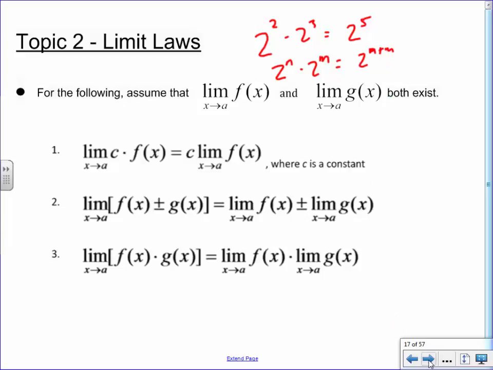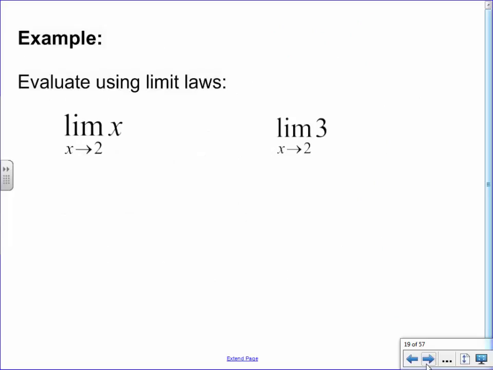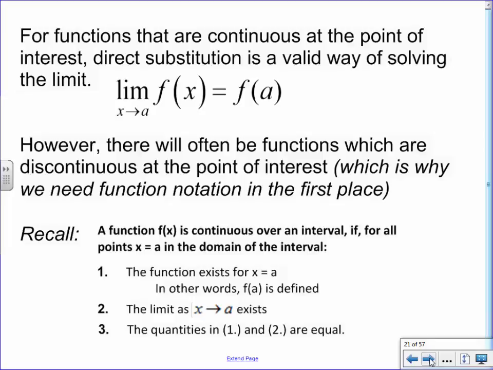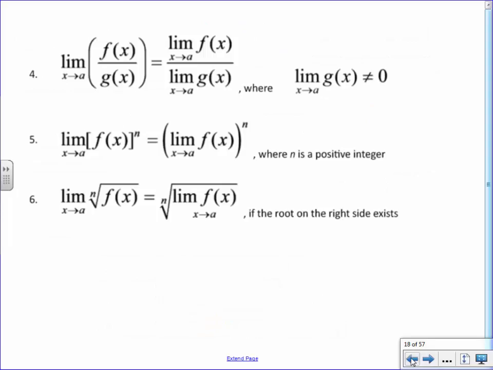I'm just going to give you a list of them. And then hopefully after that, we'll start using our limit rules to try to solve some questions here. So I've got some questions. After that, we're going to talk a little bit more about the definition of continuous. But before we get to that, let's start with our limit laws.